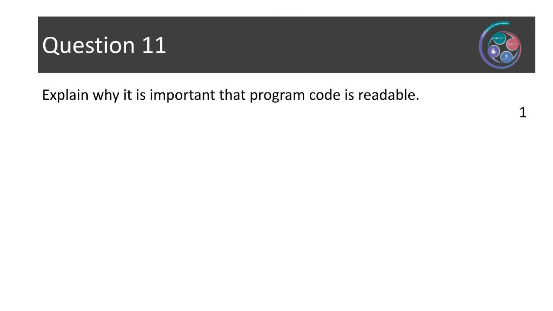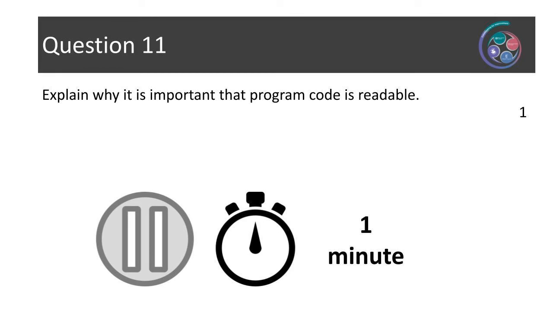Question number 11 is asking you to explain why it is important that program code is readable. So you will need to draw on your experience of writing code, and when you're writing that code, what strategies have you used to make the code readable, and why did you make it readable? And if you can remember that, then you'll be able to answer this 1 mark question. It's a 1 mark question. Therefore, you'd look to spend between a minute and 90 seconds on considering your answer and getting it written down. Pause the video now and give it a go.